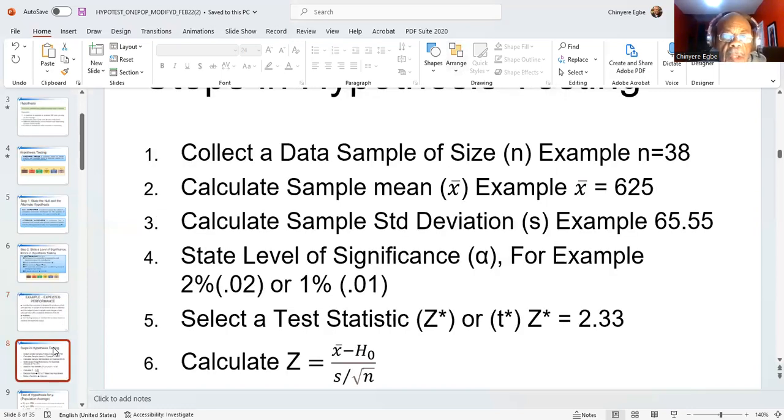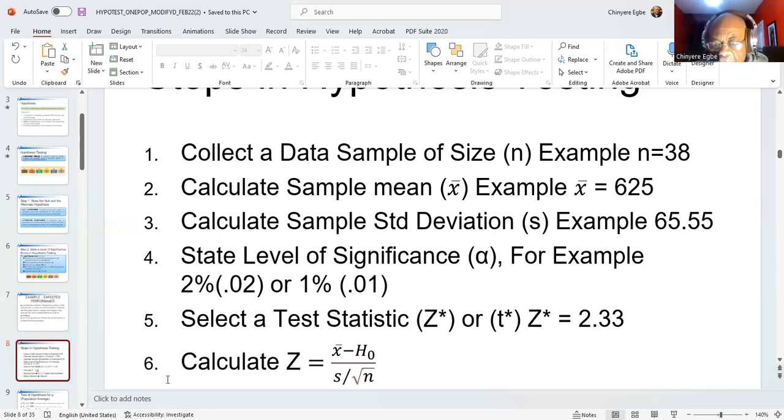And so what we do is we collect a data sample. We looked at 38 days. The sample mean we calculated was 625. The sample standard deviation was 65. We select a level of significance, for example, 1%. It could be 2%, it could be 3%. Now, I believe everybody here knows how to find the test statistic.